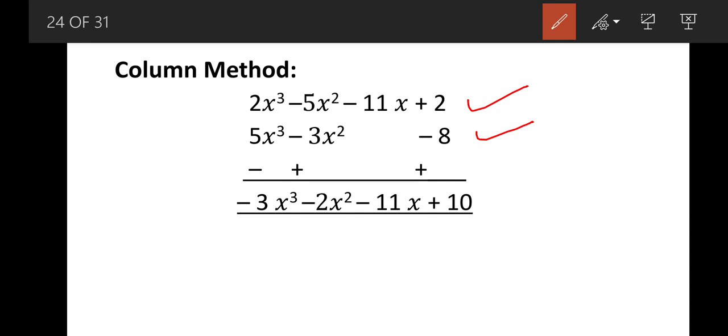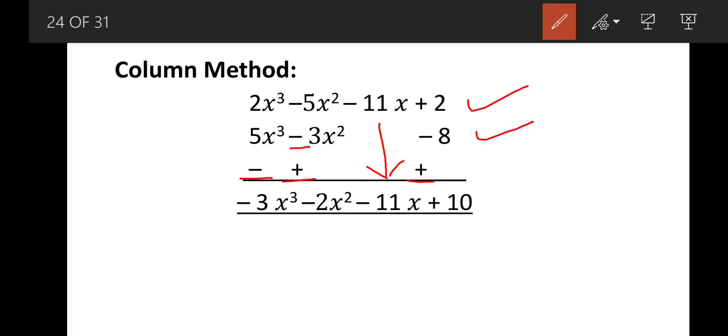As I need to subtract, I have changed the sign here. You must be observing, I have changed the sign. It was plus, so I have changed it to minus. It was already minus, so I have changed it to plus. This will be written as it is, and it was minus, so I have written here plus.